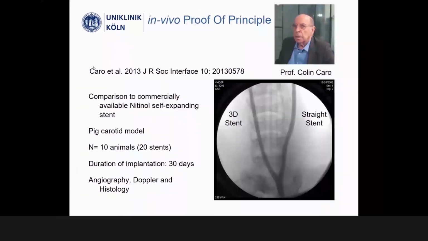Okay, so coming to the Biomimics 3D stent, the principle or the idea for this stent design was actually brought up by Professor Colin Caro from King's College in London, and they performed the initial proof of principle study in 2013 in a pig model with 10 pigs, and they implanted 10 stents in the pig carotid. On the one side, they implanted a straight stent, on the other side, the 3D Biomimics stent.